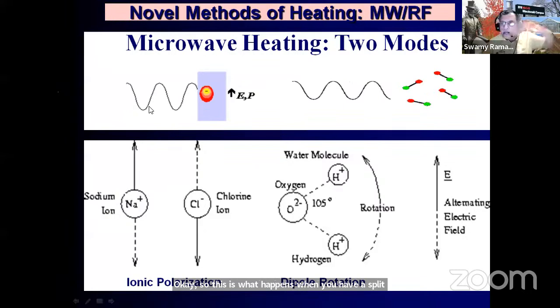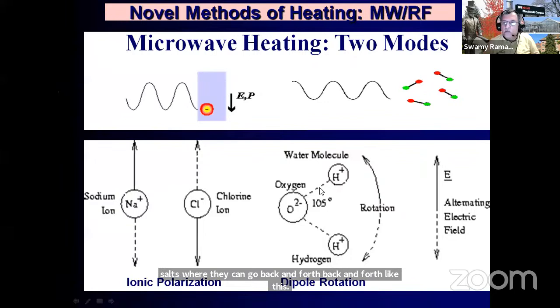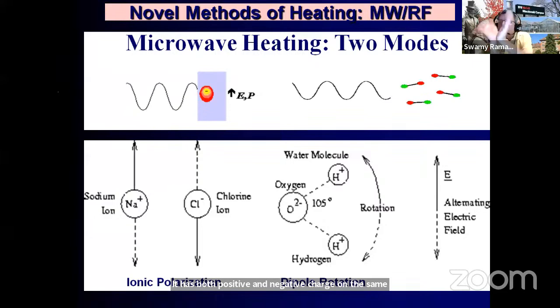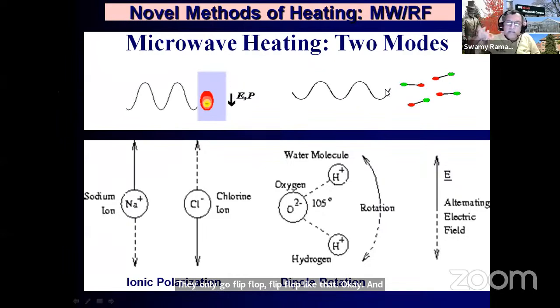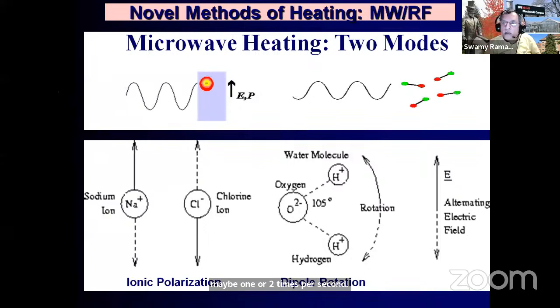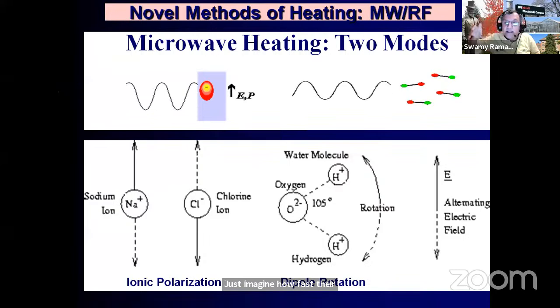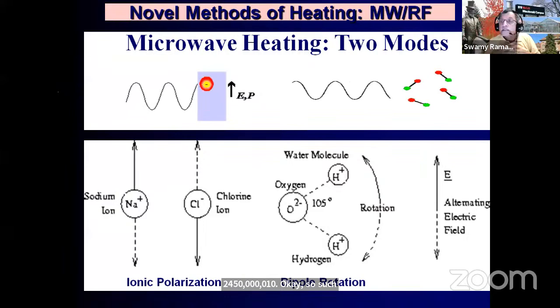The other one is dipole rotation. Water is one of the dipole materials. It has both positive and negative charge on the same molecule. They're not split, so they cannot go back and forth. They only flip-flop like that. What you are seeing here may be happening one or two times per second. In a microwave oven, ionic polarization and dipole rotation happen 2450 million times in 1 second. Just imagine how fast they are vibrating to stay in line with the oscillating field. Such high kinetic energy and such high friction basically generate heat within the body.